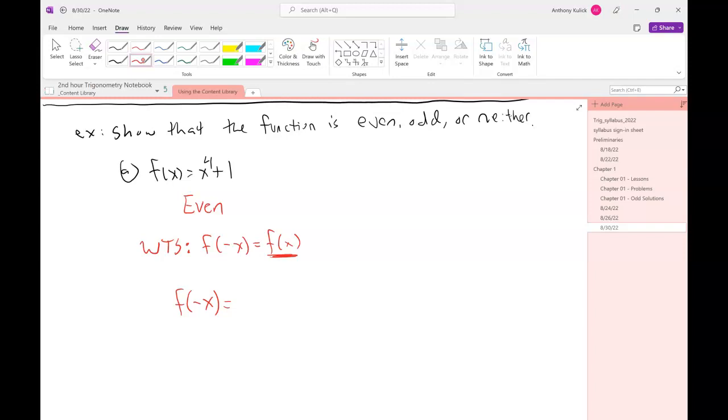Yes, Boyd. What does WTS mean? Oh, I didn't say it, did I? It's an abbreviation. WTS is an abbreviation for the phrase "want to show." Since it says show that this thing is even, we're trying to show it's even. If I can do that, that's part of my definition of things being even.